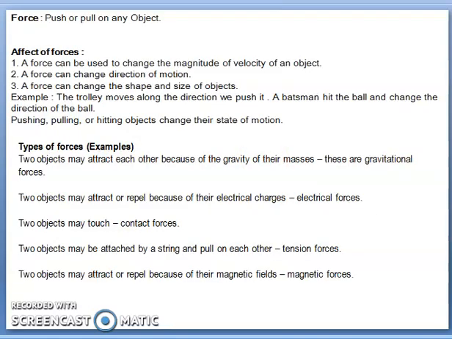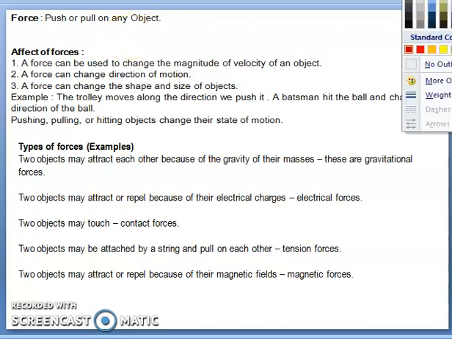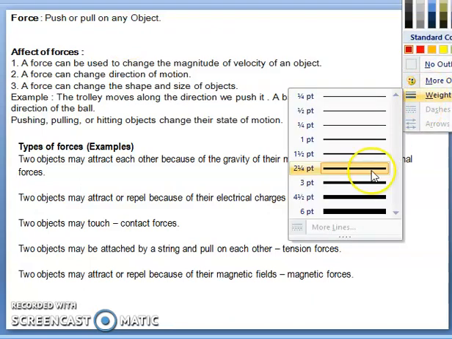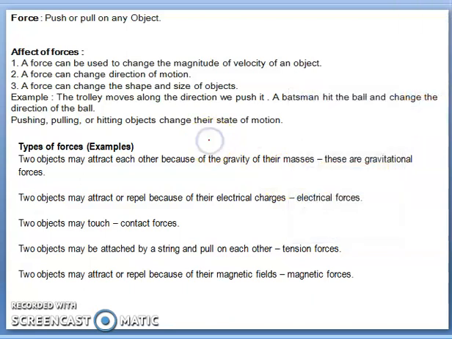So force is like a push or pull on any object. If you push or pull any object, then we can say we applied a force on the object. So what are the effects of forces? Force can change the magnitude of the velocity of an object. It can change the direction of motion. A force can change the shape and size of the object.